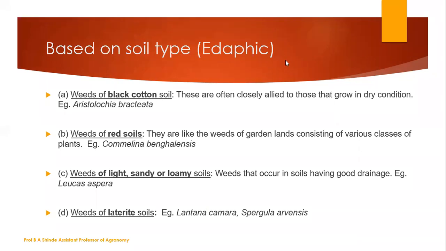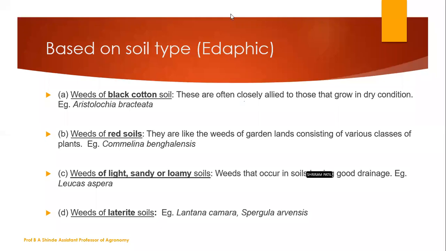Classifications on the basis of the soil types: the weeds which are observed in the different types of soils in our localities. For example, the weeds of the black cotton soil, then the weeds of red soil, then the weeds of the light sandy as well as the loamy soils, and weeds observed in the lateritic soils.